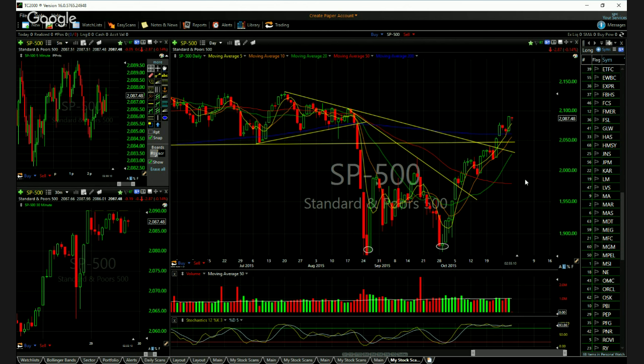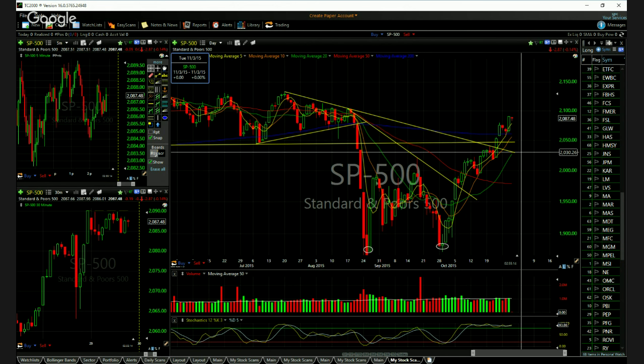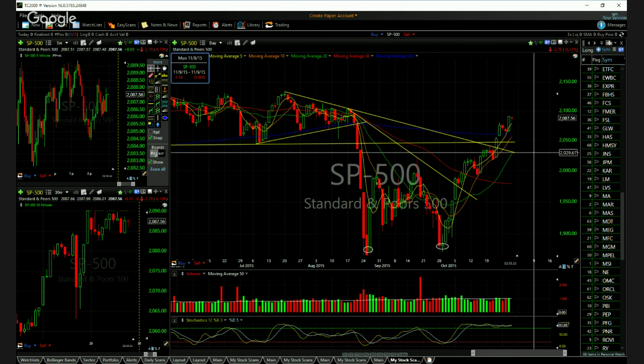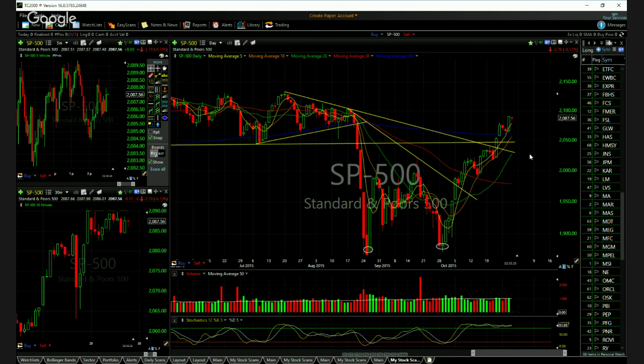Because yes, we could get an 80-point pullback. Let's say we could get a 60-point pullback and it pulls us down to, like, the 2020s or so. The uptrend is really not affected still. I mean, the uptrend is still intact as long as it can bounce off of that level. It's really not been compromised, and we could still see a big rush to all-time highs before the end of the year. That's still very possible.